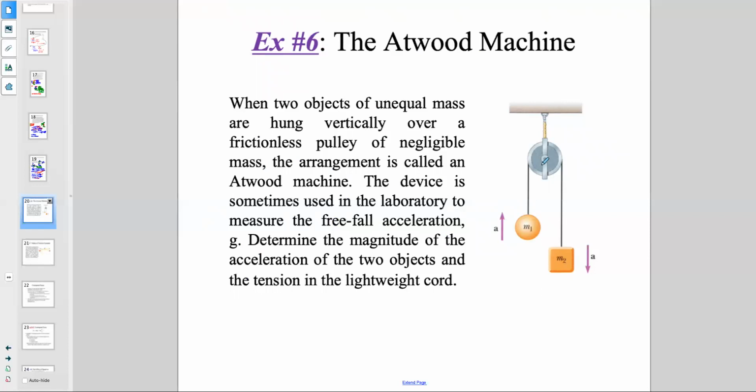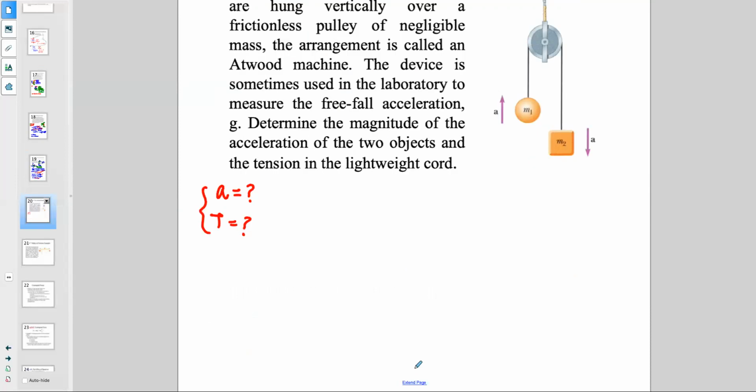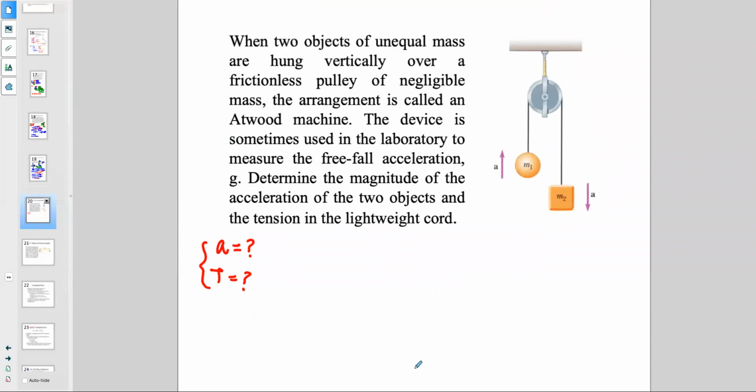So what we're looking for is to find the acceleration of this system, because we know if they move, they both move with the same acceleration. And we want to know the tension in the rope. So that's these two things that we're looking for. Okay. So let's say that M2 is greater than M1. As you can see here, the direction of the acceleration is showing that the system is moving clockwise.